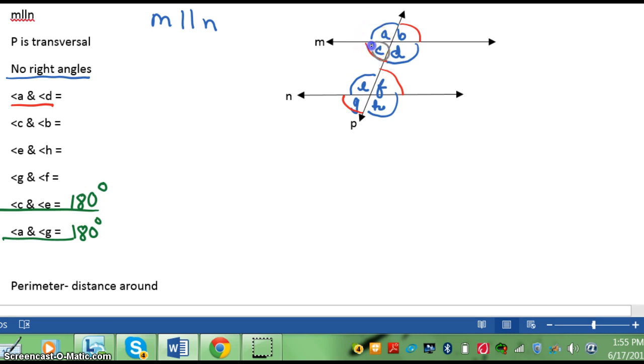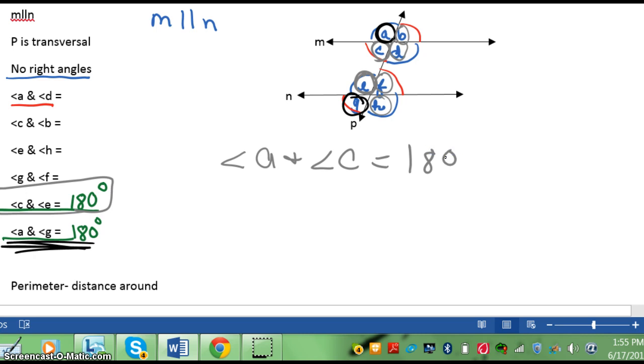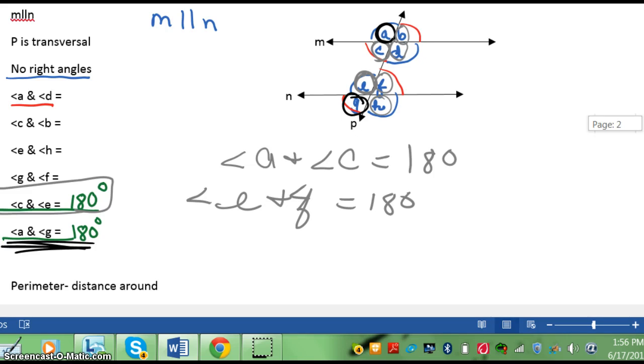Angle C and angle E make up 180 degrees. Angle A and angle G make up 180 degrees. And same way on the other side. D and F equal 180, B and H equal 180. Angle A and angle C equal 180 degrees, as would be B and D, F and H, G and E, all make up 180 degrees. E and F equal 180 degrees. G and H equal 180 degrees. Anything that would make up a straight line makes up 180 degrees.